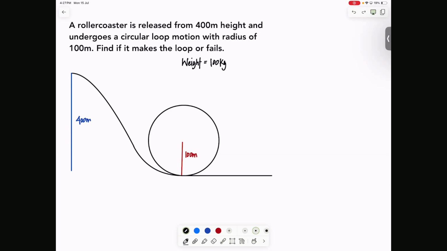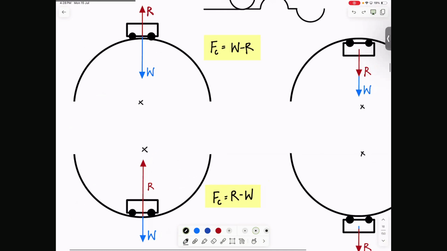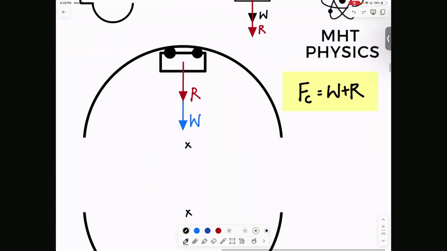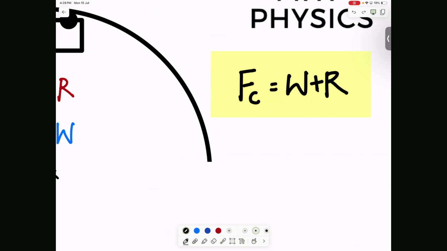Okay, yes. So remember we just found an equation for the upside down portion. What was the equation for upside down? Fc equals W plus R. What you're gonna do right now is find the value of R or Fc, either one of them. If your R is a positive number, listen carefully, okay? If your R is a positive number, what is the roller coaster doing? It's in contact. If your R is 0, what is the roller coaster doing? It's supposed to fly. If your R is negative, what does it mean? It's already fallen down, right?